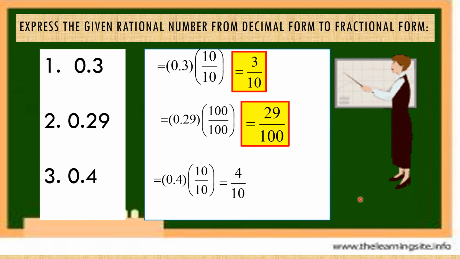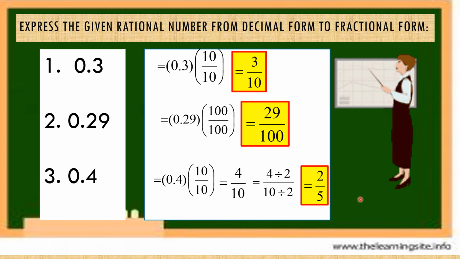But you will notice that we can still reduce the given to lowest term because 4 and 10 have a GCF of 2. So we will divide 4 divided by 2, and that is 2, and 10 divided by 2 is 5. So the final answer will be 2 over 5.